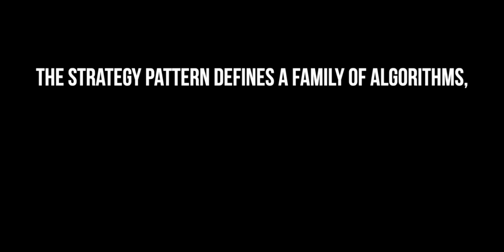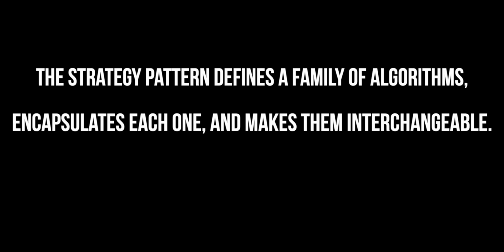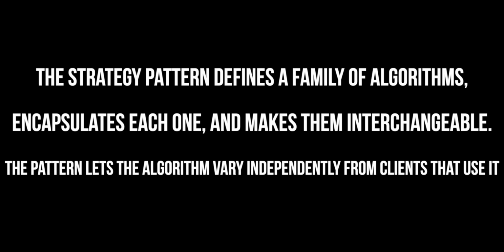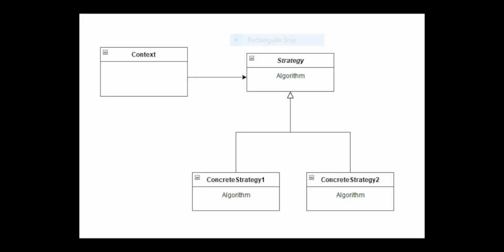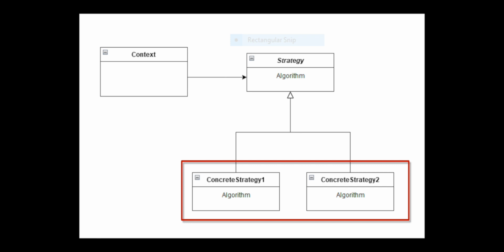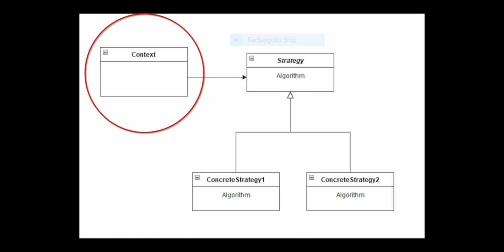The strategy design pattern defines a family of algorithms, encapsulates each one, and makes them interchangeable. The pattern lets the algorithm vary independently from clients that use it. If the definition is a bit fuzzy now, don't worry, it will make sense later. So let's take a look at the class diagram of the pattern. This pattern has three main parts: the strategy, which is the interface that defines the algorithm; the concrete strategy, which is a specific implementation of the strategy interface; and the context, which is the object that uses the algorithm and keeps a reference to the strategy object.